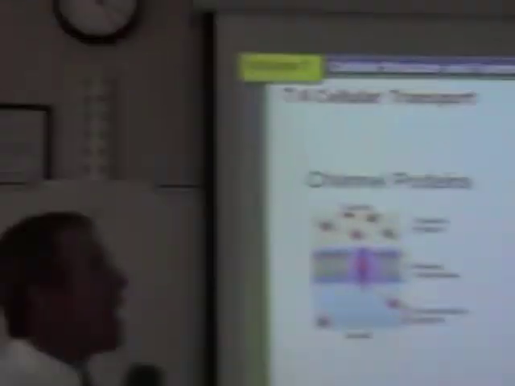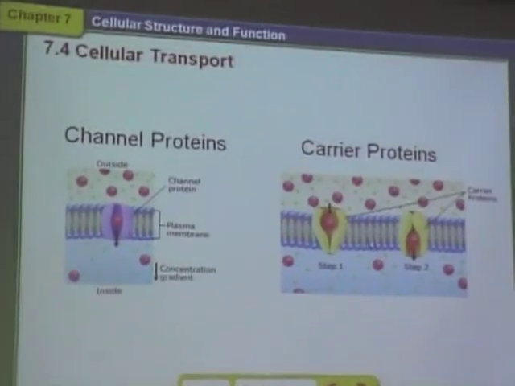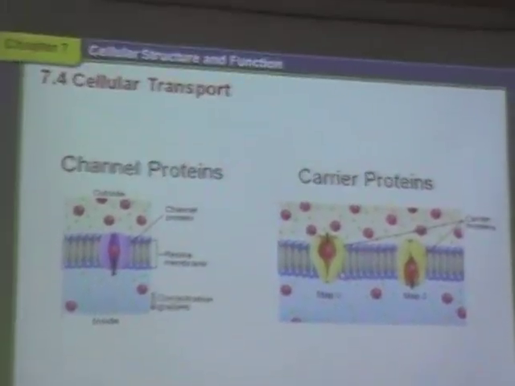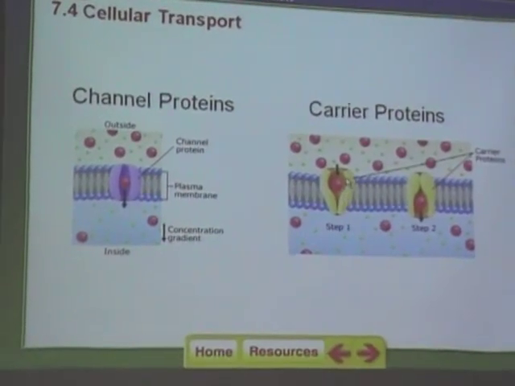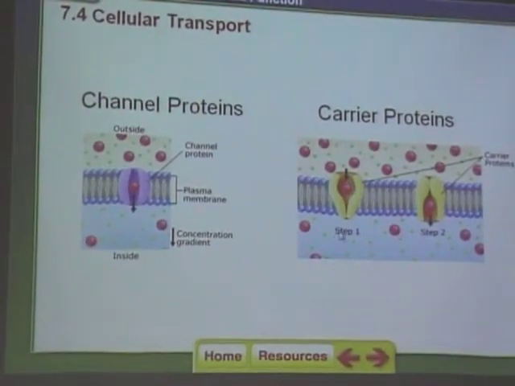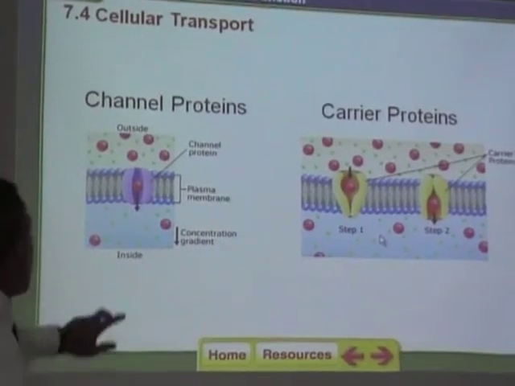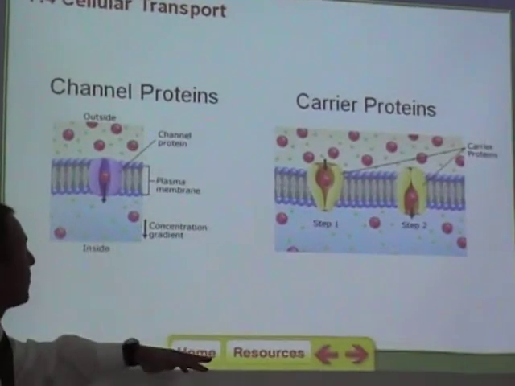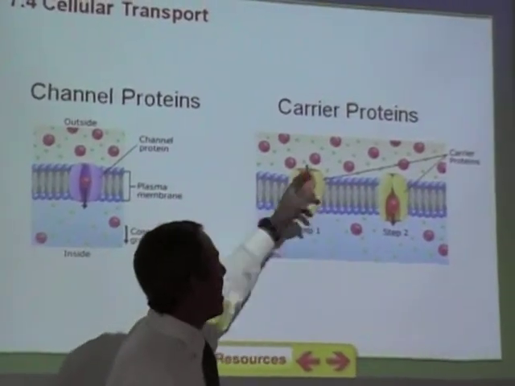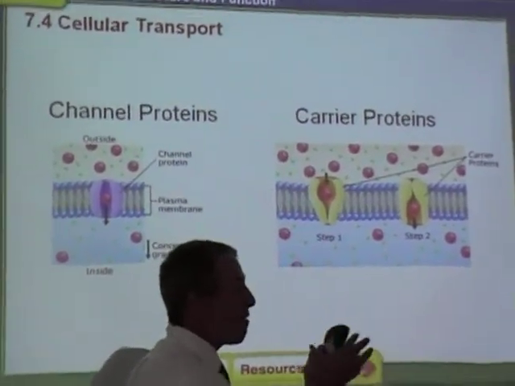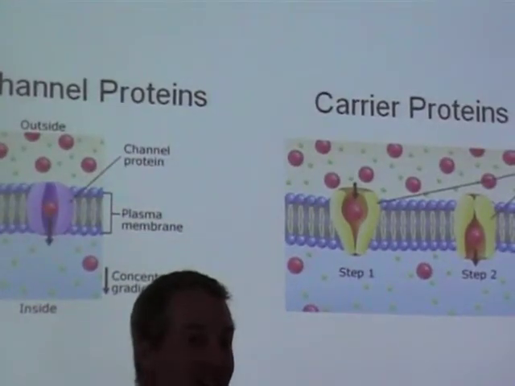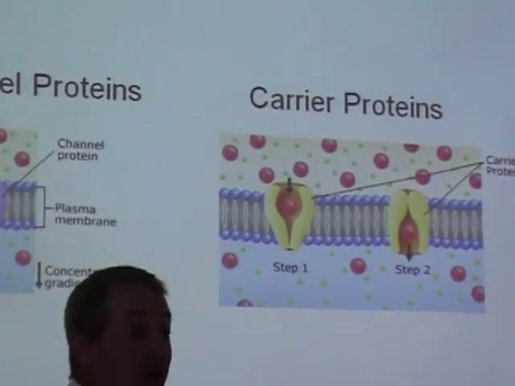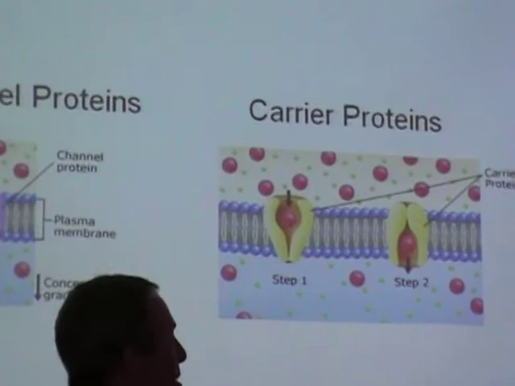Now, there are such things as we call carrier proteins. Carrier proteins are proteins that have a certain shape, and they'll pull inside only molecules of the correct shape. See, the channel proteins are just holes that anything can go through. It's like a door. But the carrier proteins are like doors where you have to have the right shape to go through.